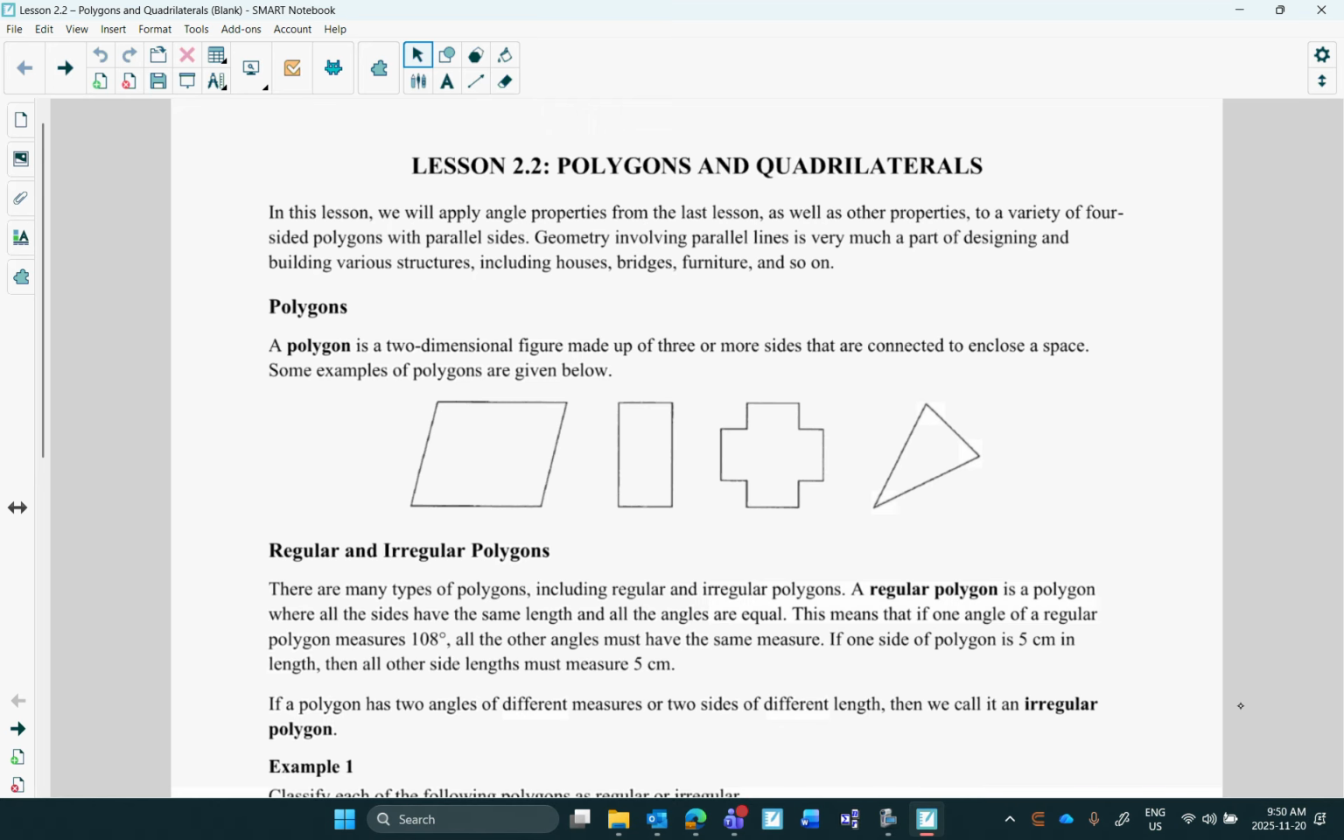So what's a polygon? Well, you see four examples there, okay? It's made up of sides, but the shape has to be closed. So for example, this would not be a polygon because it's not a closed shape. All of these are closed. So not a polygon.